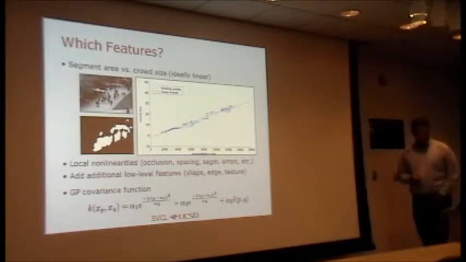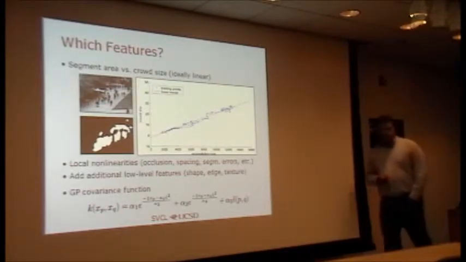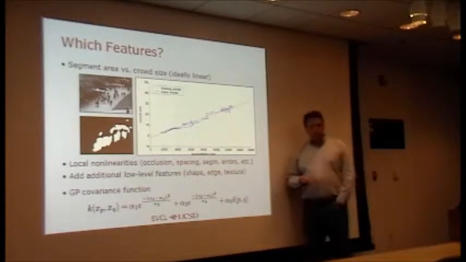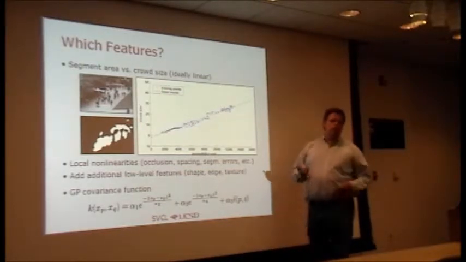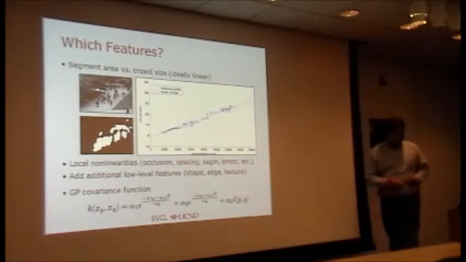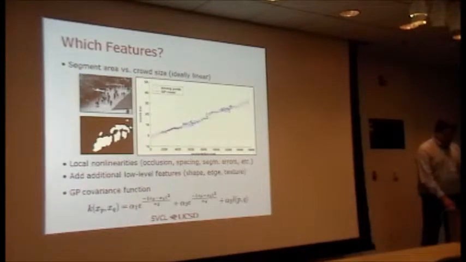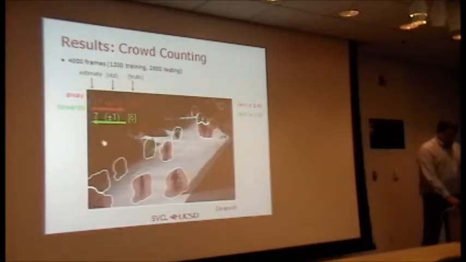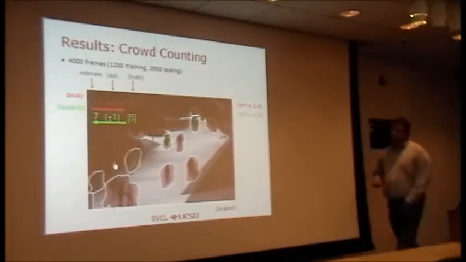So for the training, you do count the number of people for each area, and then you have this regression function. Exactly. Okay. So we do count the number of people, and then we train the system on that.